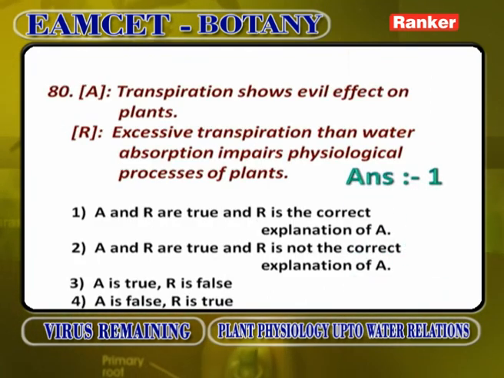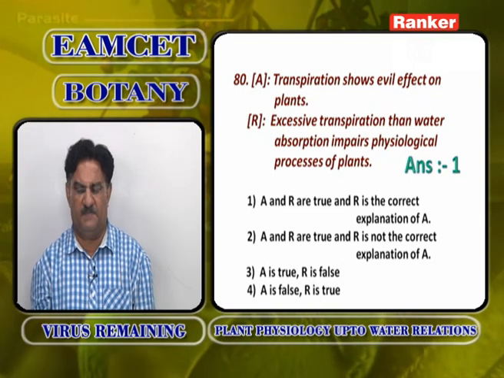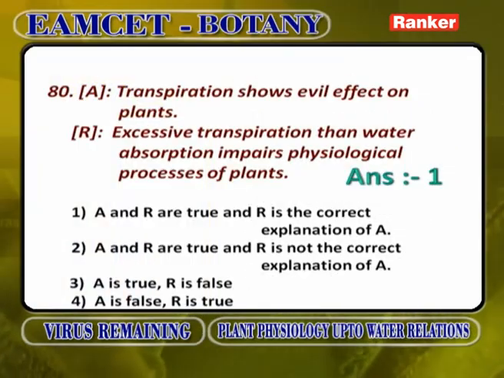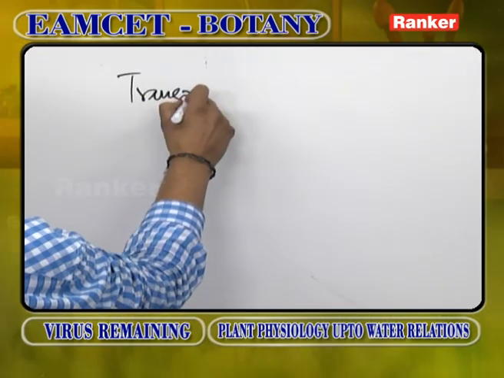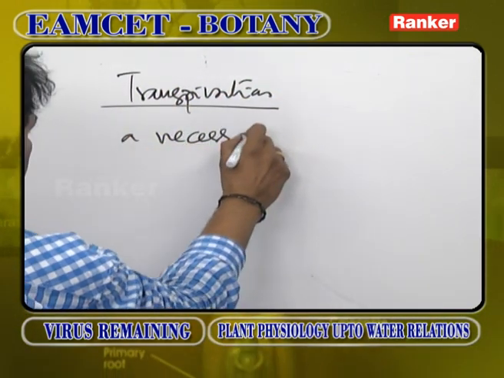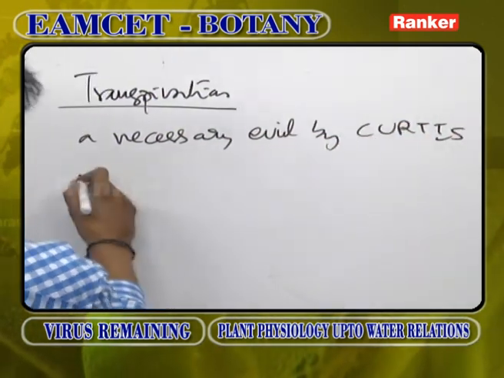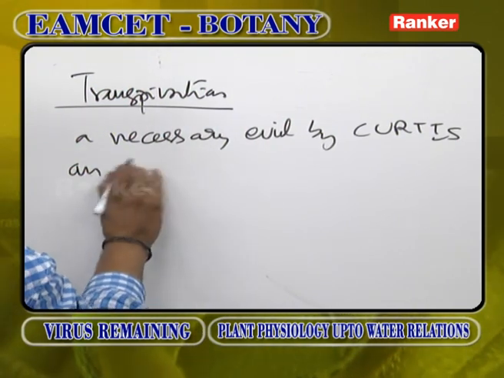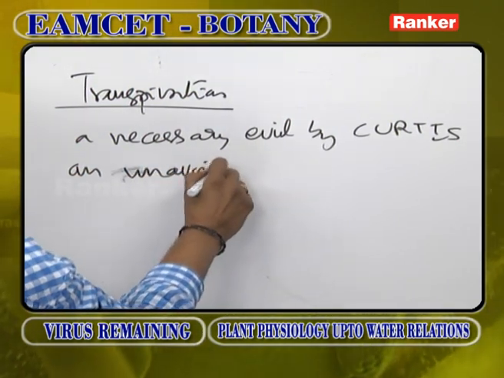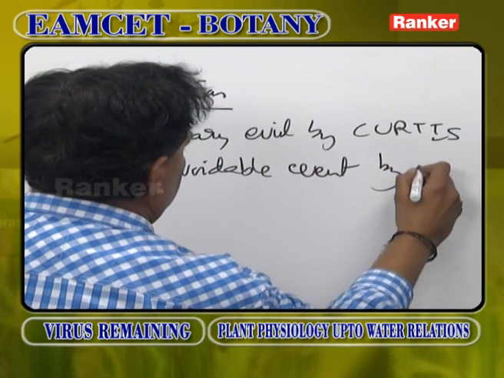This is an assertion reasoning. Transpiration shows evil effect on plants. Excess transpiration than water absorption impairs physiological process in plants. Transpiration is very popularly called a necessary evil by Curtis and an unavoidable event by Barnes.